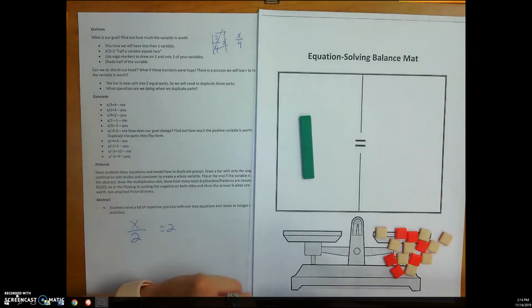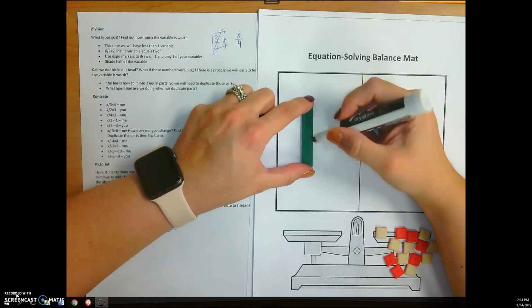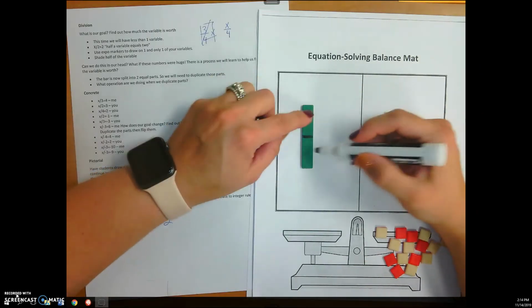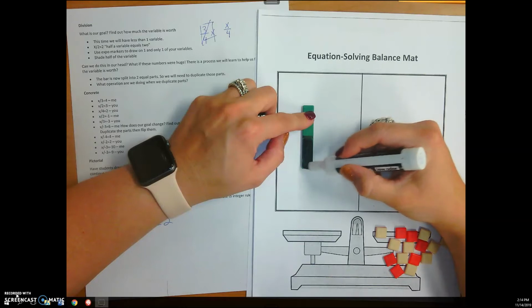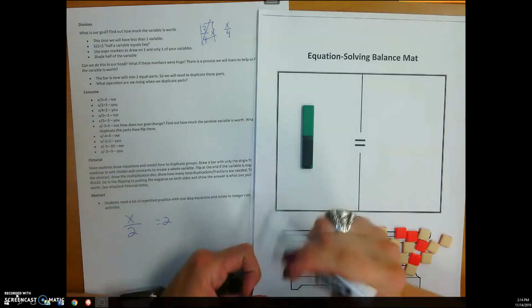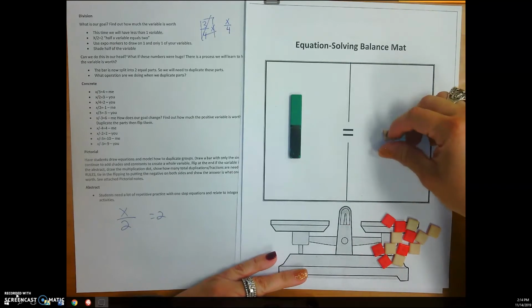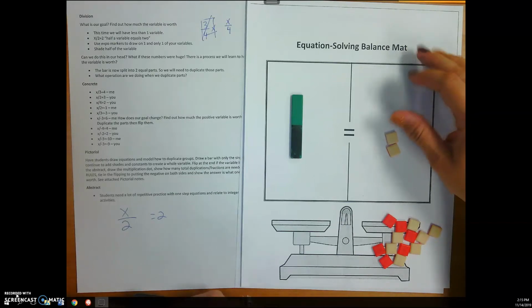Well, the great thing about these is they can be written on with an expo marker. So you're going to have your students get a little expo marker, and you're going to take your variable and shade just half of it. So half of our variable is worth 2. Okay? So can we do this in our head? How much is a full variable going to be worth?